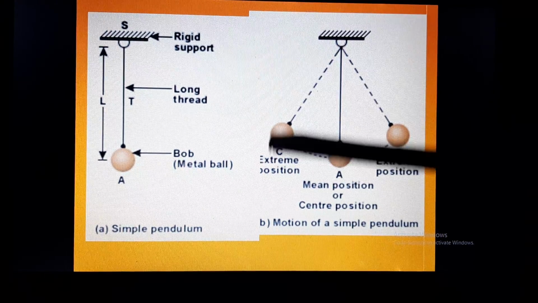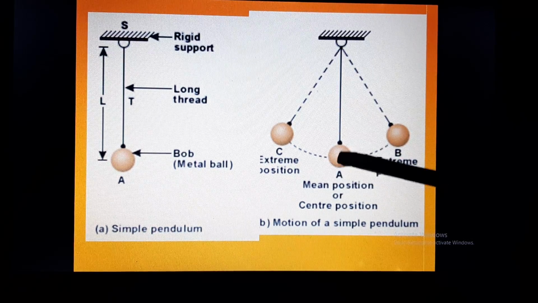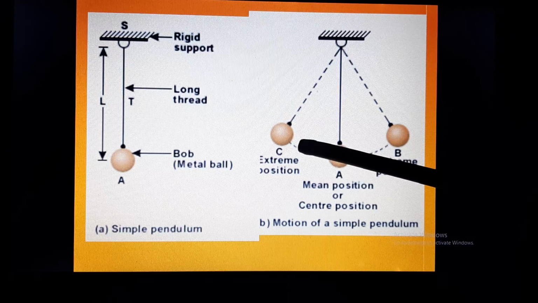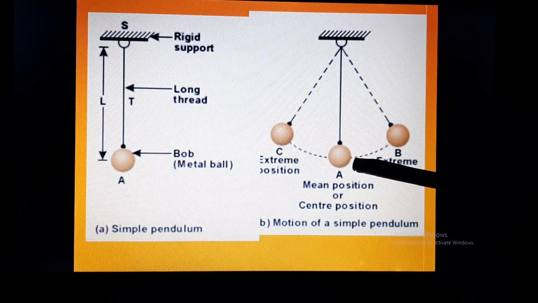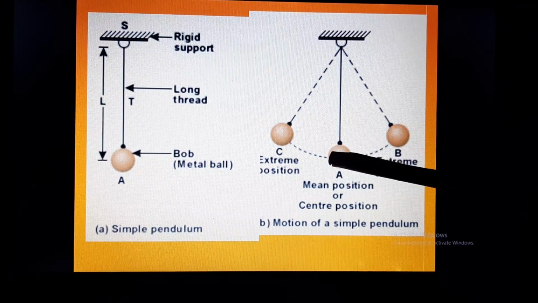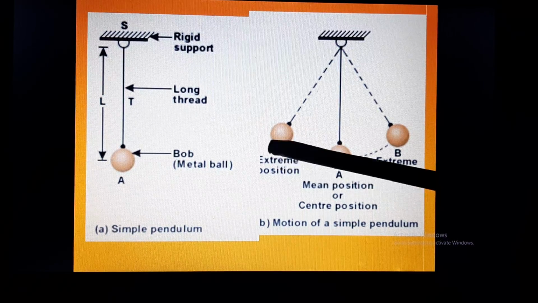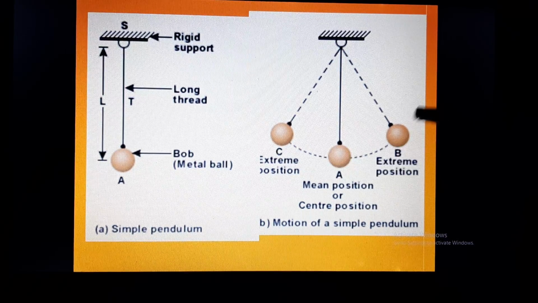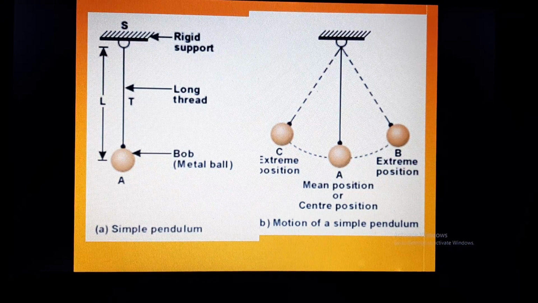Now here you can see how a simple pendulum moves. This is the mean position of the bob, and it will go to one extreme position, then again come to the mean position and go to the other extreme position. From here this bob will go to this extreme end B, then come to the mean position, then go to C, and then again come to the mean position. This way it will keep moving, the same way you swing a swing in the park.